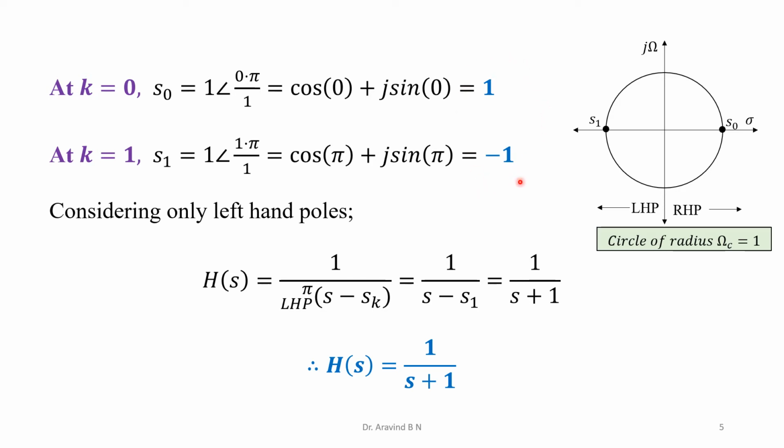Now two values is the range. The range of k is only 0 and 1. For both the values we have calculated. So these are the two values with respect to the range of k we obtained. Map these two values on the unit circle, that means circle of radius omega c is equal to 1. This is the unit circle.